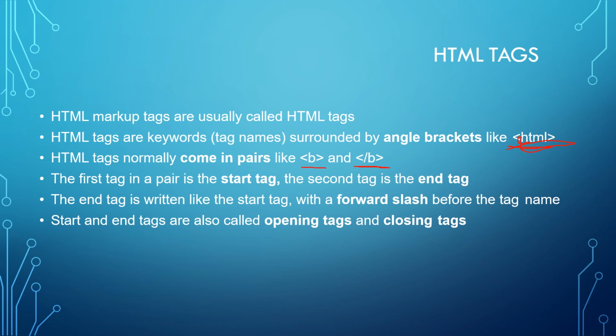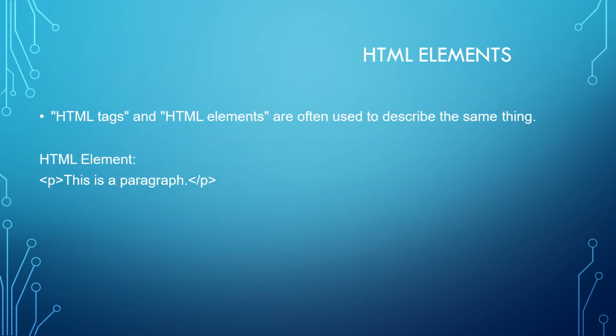The first tag in the pair is called the start tag, and the second tag is called the end tag. The end tag is written like the start tag, but with a forward slash before the tag name. The start tag is also called the opening tag, and the end tag is also called the closing tag. HTML tags and HTML elements are often used to describe the same thing. So this is an HTML element or an HTML tag.